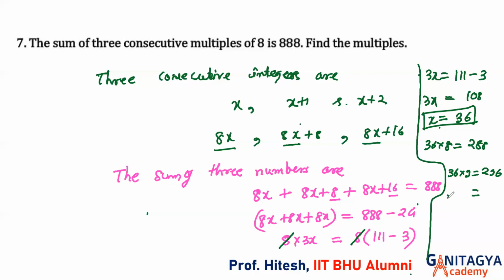And the third number will be 36 into 10, that is 36 into 8 plus 16, which is nothing but 304. Please write it down. Very nice, you have done this. Let me move to the next question.